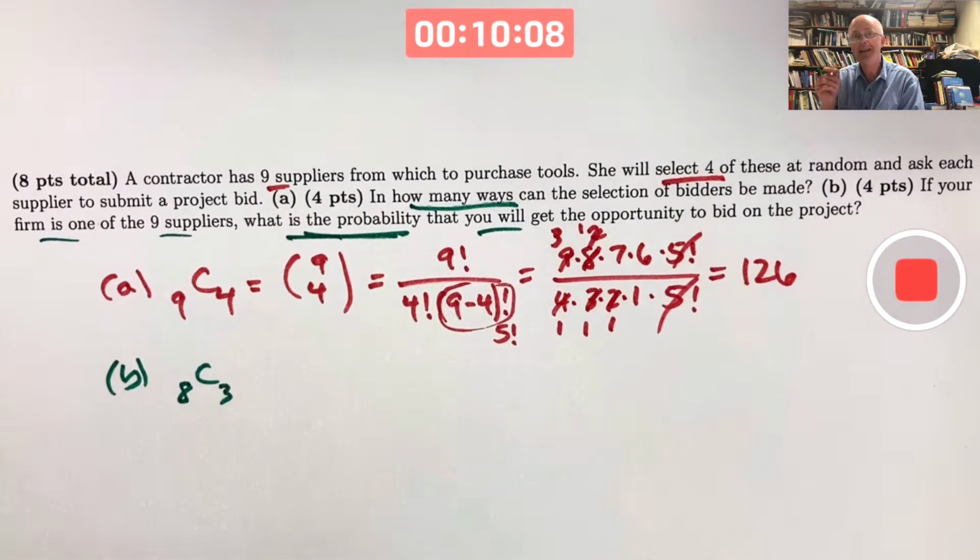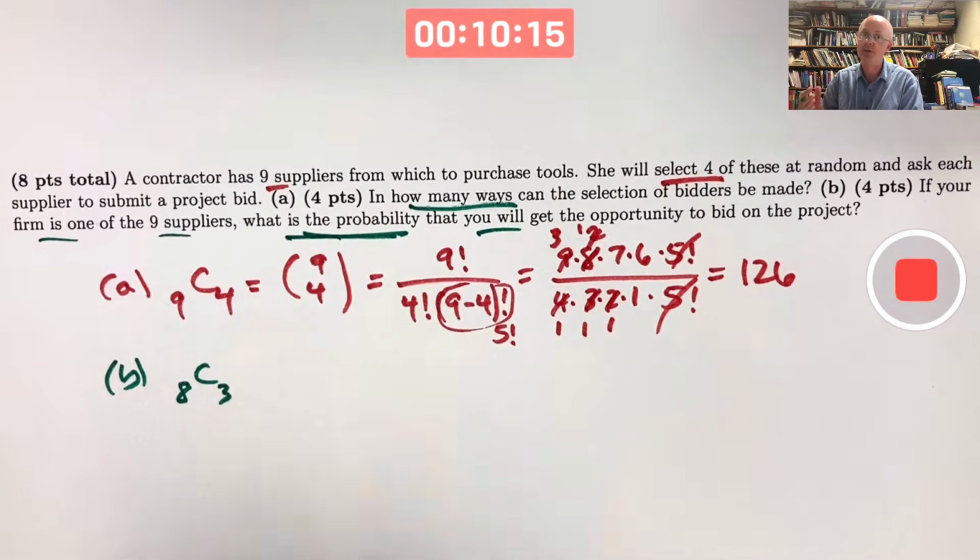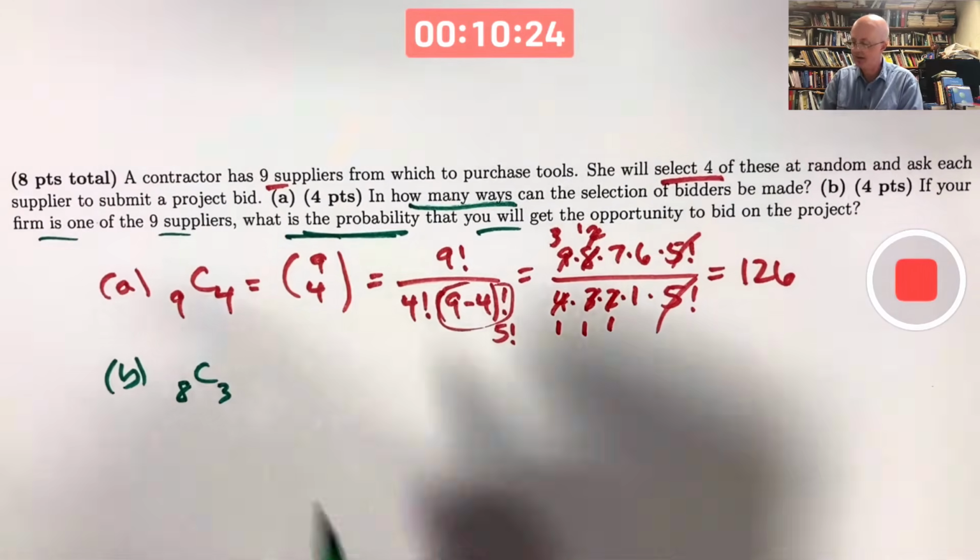Again, you're pretending that you have been chosen. You're trying to think about how many groups of 4 out of 9 are there where you are one of the ones chosen. So pretend you've been chosen. Then there are 8 suppliers left to choose from, and you're going to choose 3 of them because you have already been selected.